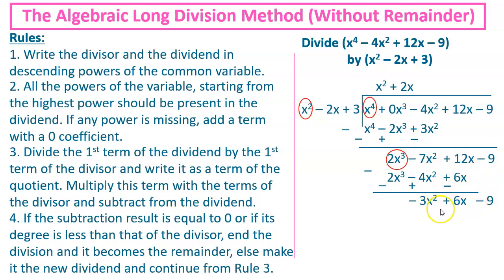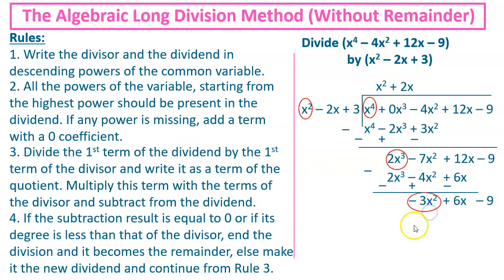Again, the subtraction result is not equal to 0, and this time the degree of this polynomial is 2 and the degree of the divisor is also equal to 2. So the degree is the same for both the divisor and this polynomial that we have found. It is not less than the degree of the divisor. So we have to continue with the division process. So we come to the else part. This becomes our new dividend and we move on to rule number 3.